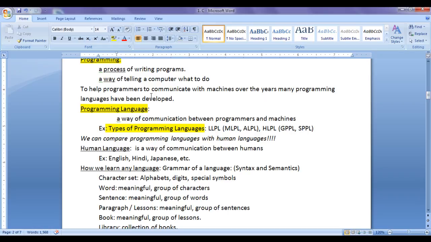To help programmers communicate with machines, over the years many programming languages have been designed or developed. They are low-level programming languages and high-level programming languages. Low-level programming languages are again divided into two types: machine-level programming languages and assembly-level programming languages. High-level programming languages are divided into two types: general-purpose programming languages and specific-purpose programming languages.